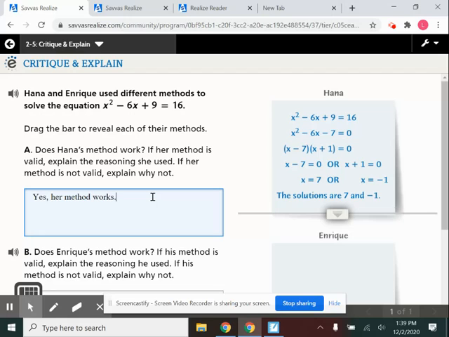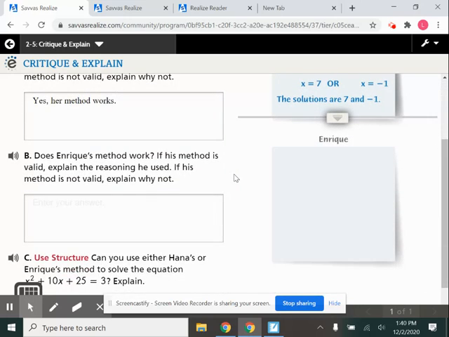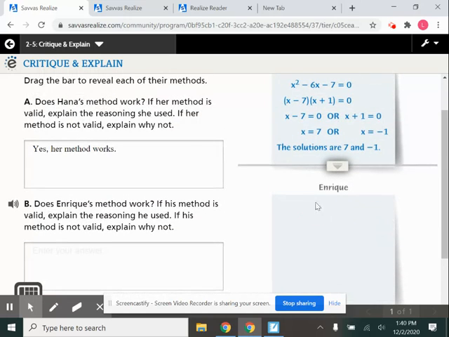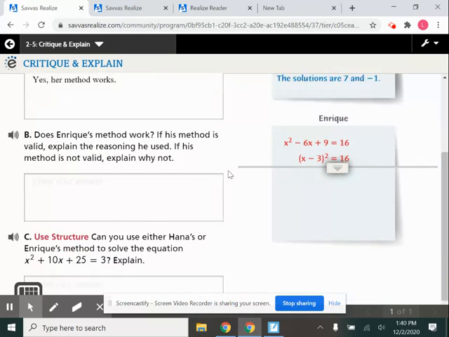It's perfectly acceptable to combine like terms to get everything on one side and then factor if your factoring does actually work out. If the factoring would not work out, then this would not be a method that she could actually use. So there's Hannah's. So if we come down here to Enrique, I can keep dragging this bar, and that's how we're going to see Enrique's method.